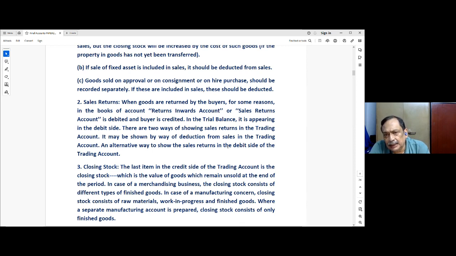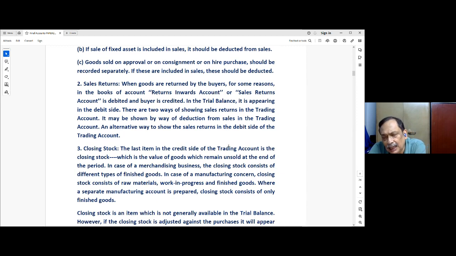In the trial balance, it is appearing in the debit side. There are two ways of showing sales returns in the trading account. It may be shown by a deduction from sales in the trading account, or as an alternative way, to show the sales return in the debit side of the trading account. So the first one is generally more acceptable.